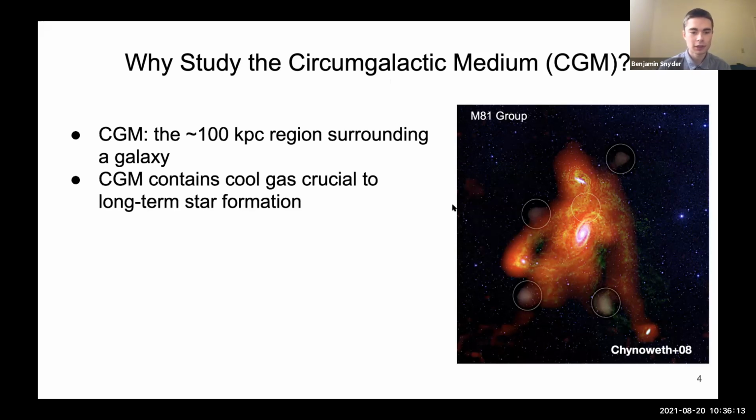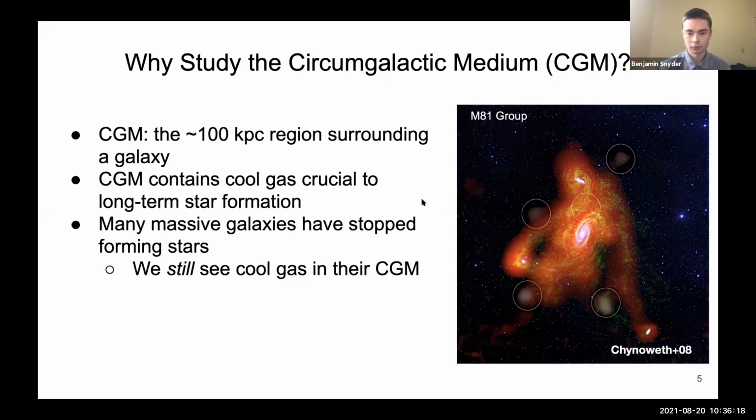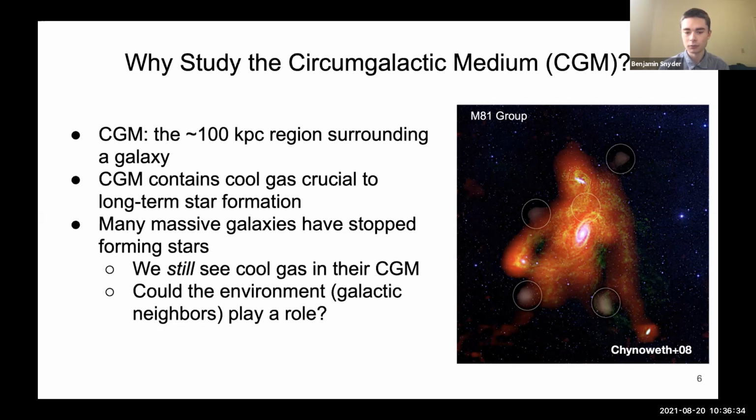The CGM contains cool gas, which is crucial to long-term star formation. Many massive galaxies have stopped forming stars, but we still see that cool gas that we think is crucial to star formation within their CGM. So that's one of the main things we're trying to start to answer in this project, is why these galaxies stop forming stars. And one of the things we're looking at is whether the environment, the galactic neighbors of these massive galaxies, could play a role in this.